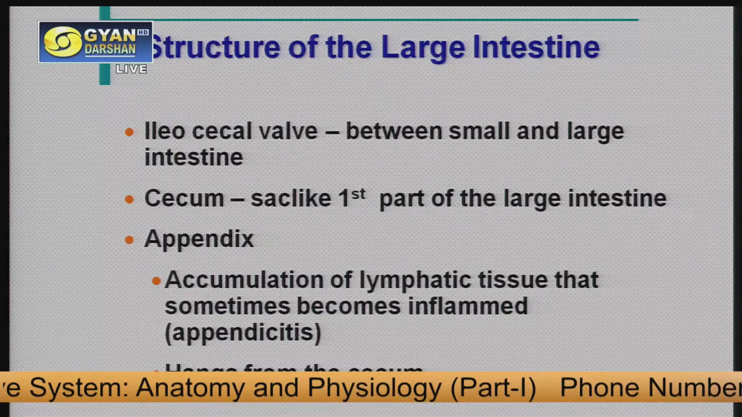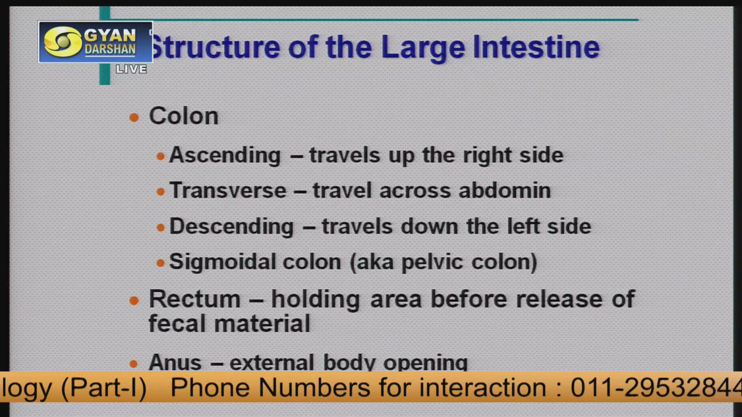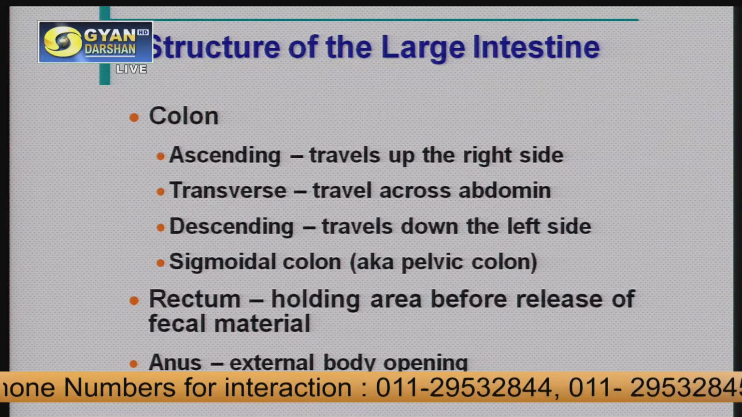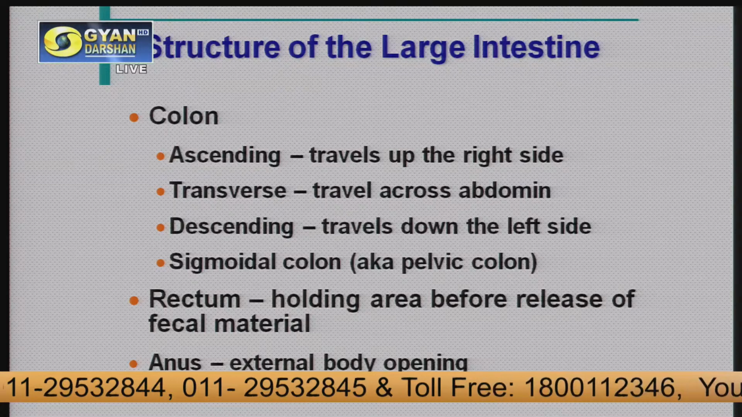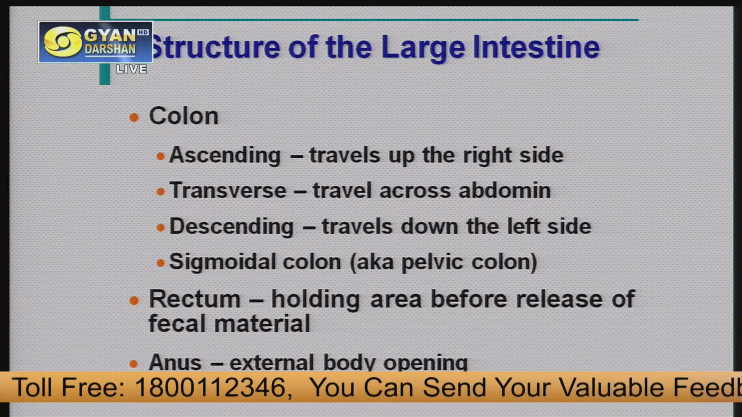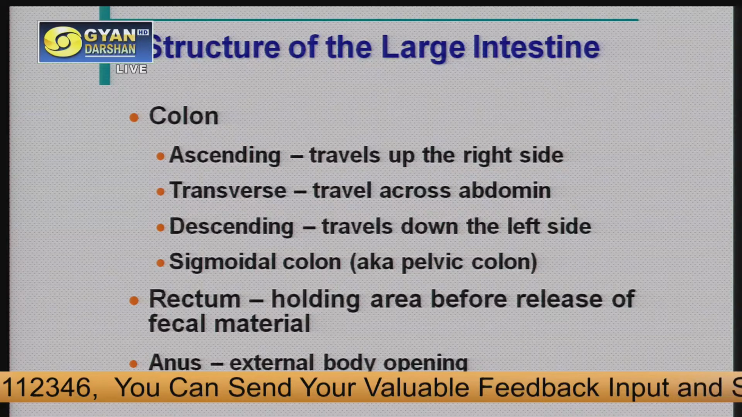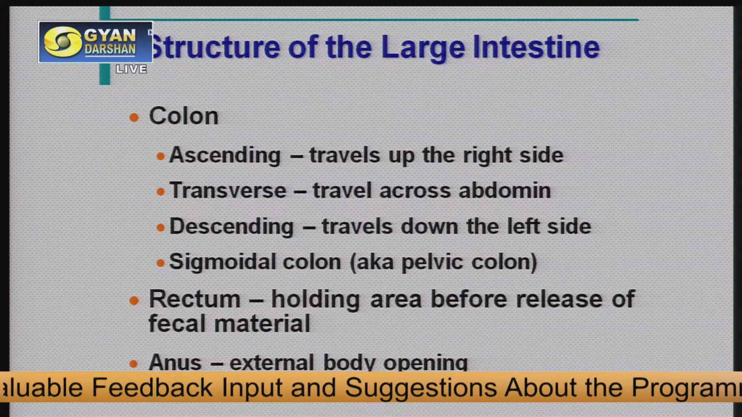So this is the main function of the large intestine. Then we come to the structure of the large intestine. It has basically the ileocecal wall, which is very important, and it is between the small and the large intestine. Then there is the cecum, and then the appendix which hangs from the cecum, about which I have told you earlier. Then there is the colon, that is ascending, transverse, descending, then sigmoidal colon, and then rectum, and then anus. Ascending colon travels up the right side. Transverse travels across the abdomen. Descending travels down the left side, and sigmoidal is the pelvic colon.